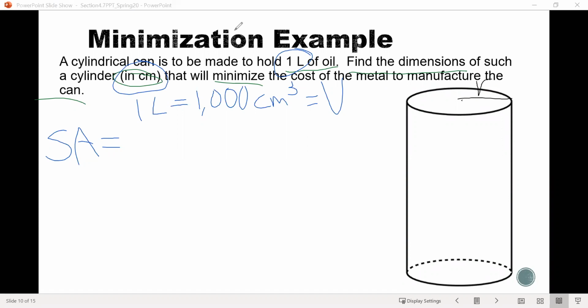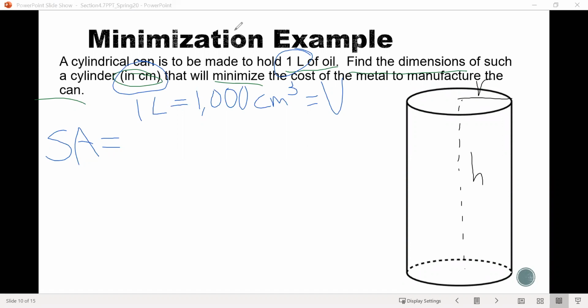Okay. And then the distance between the top and the bottom of the can, I'm going to label that as h. That's going to be the height. And you may remember that to find the surface area of a shape, you have to find the area of all the faces we can see.